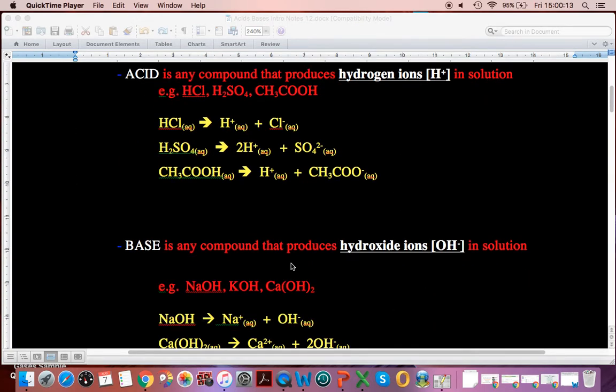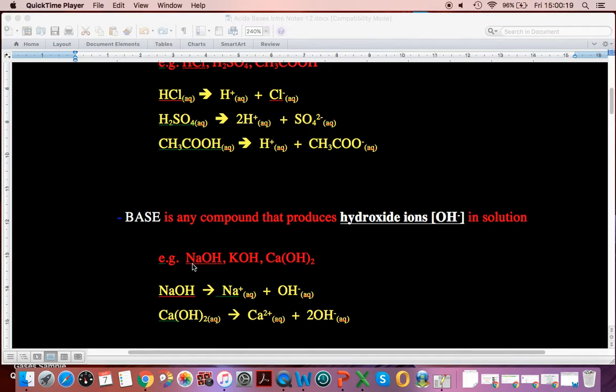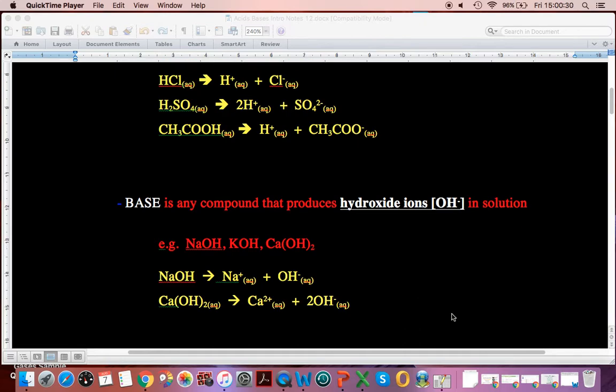A base is any compound that produces OH- or hydroxide ion in solution. So if you have a metal with OH at the back end, then you have your base. So sodium hydroxide splits up like so, calcium hydroxide splits up like so.